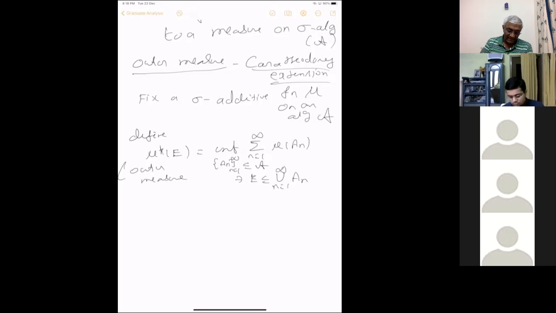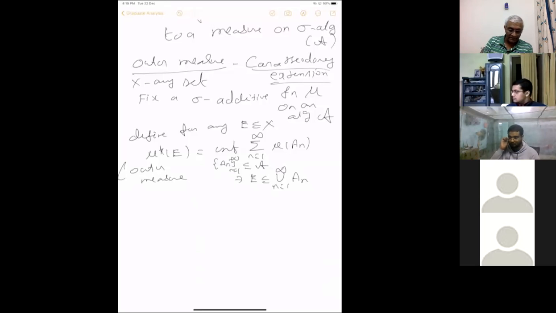So for any set E contained in X, we have our original set X. You start with any set X, then you consider the algebra of subsets of X. Then for any set E in X, you define mu star E, which is the infimum taken over all countable collections in the algebra which cover this E, a countable cover for E, and you take the sum over n equal to 1 to infinity of mu of A_n.